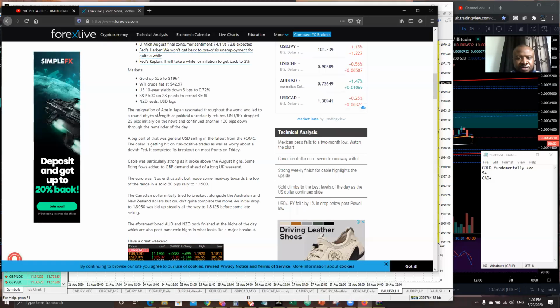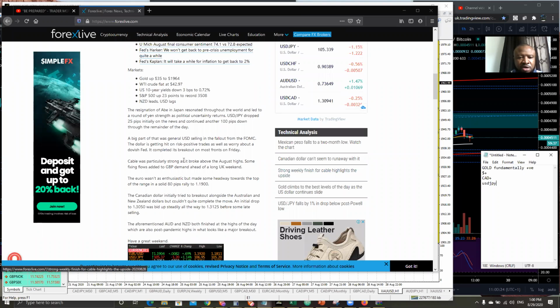The resignation of Abe in Japan resonated throughout the world and led to a round of yen strength as political uncertainty returns. Dollar yen dropped 25 pips. So dollar yen, the Abe resignation.